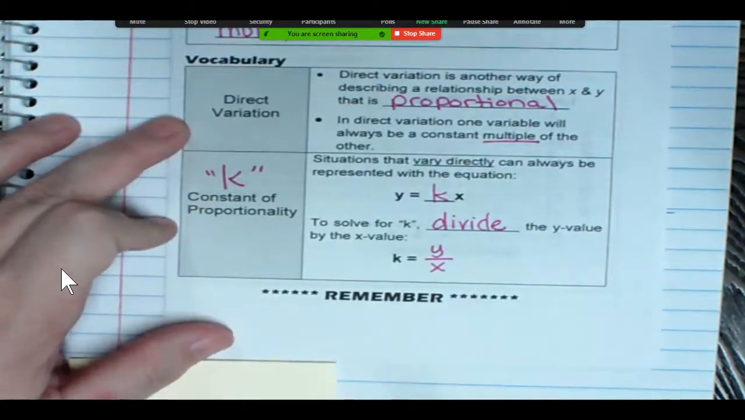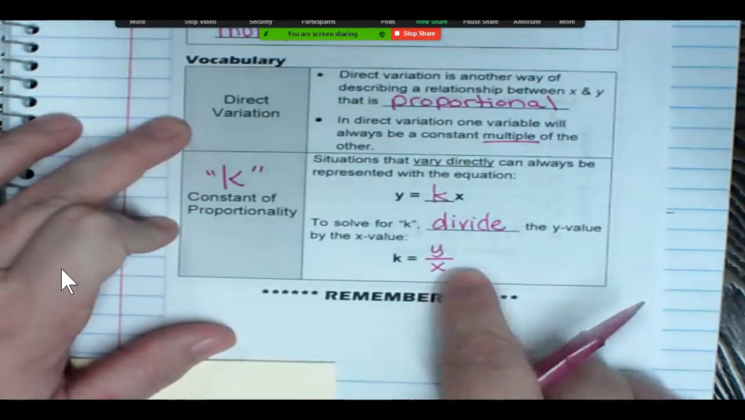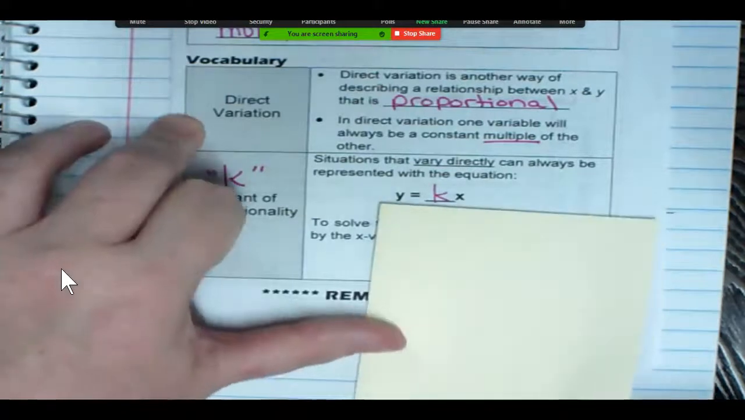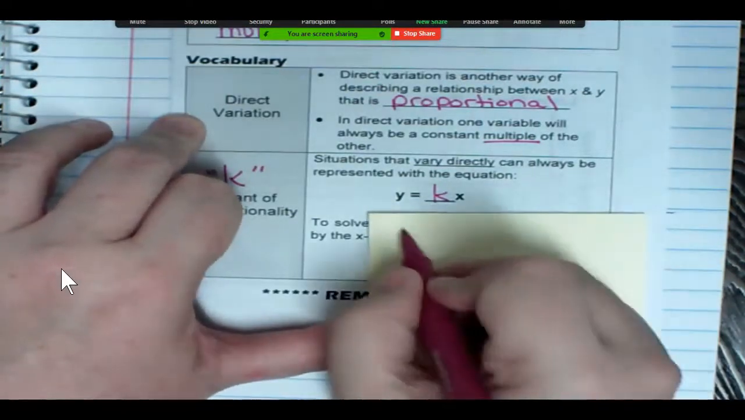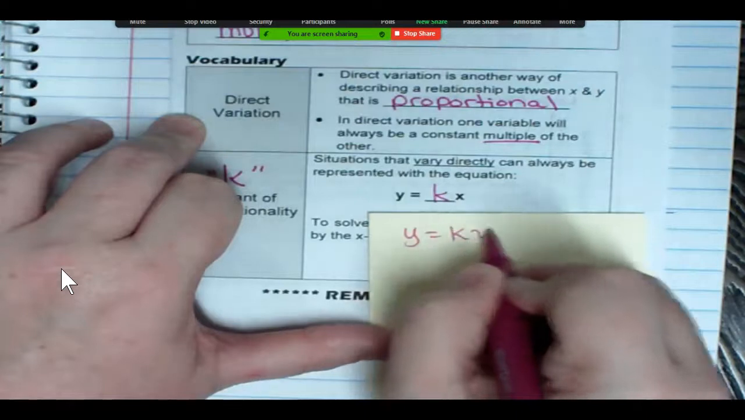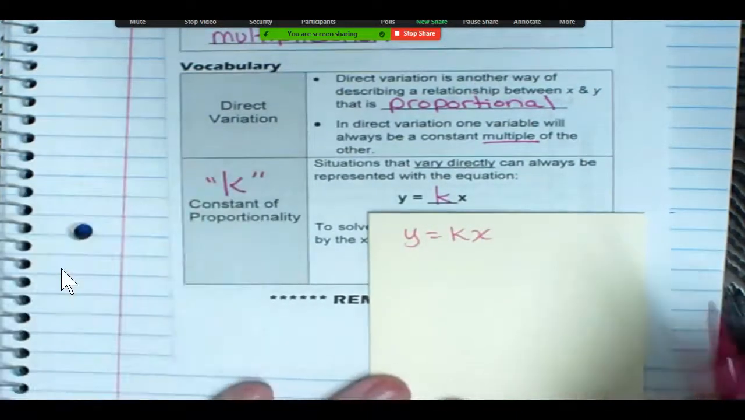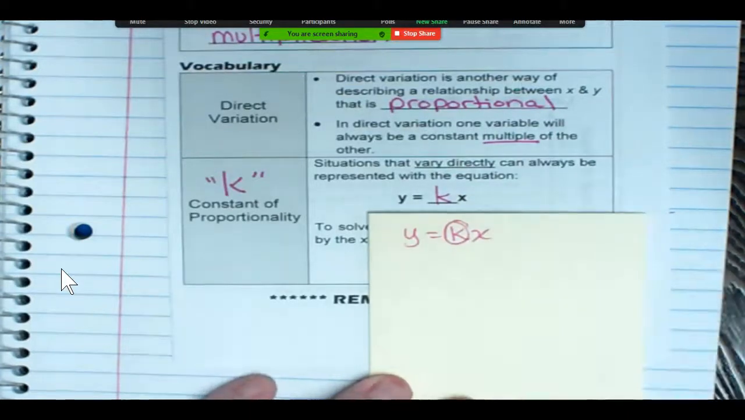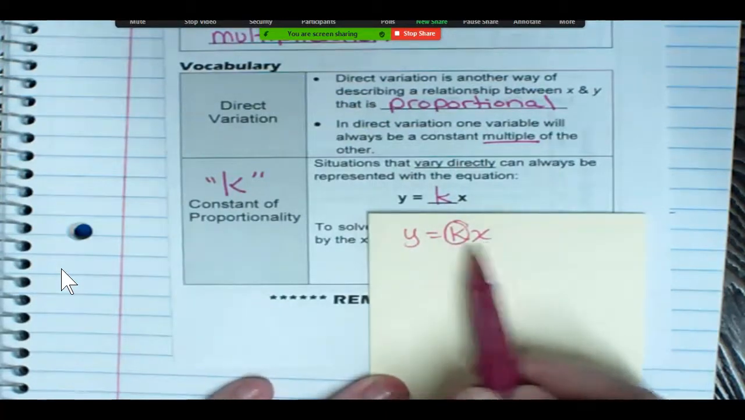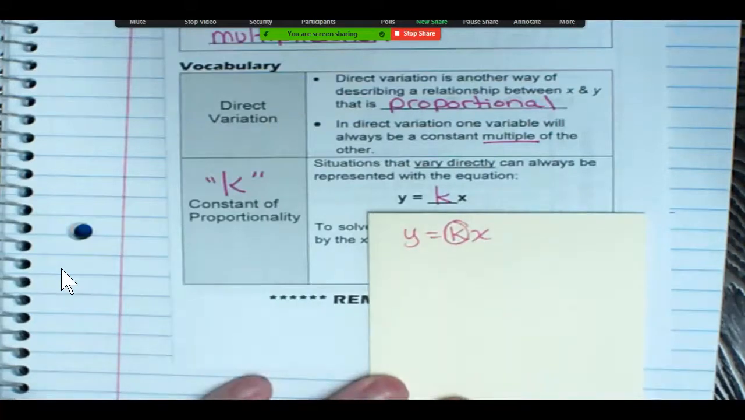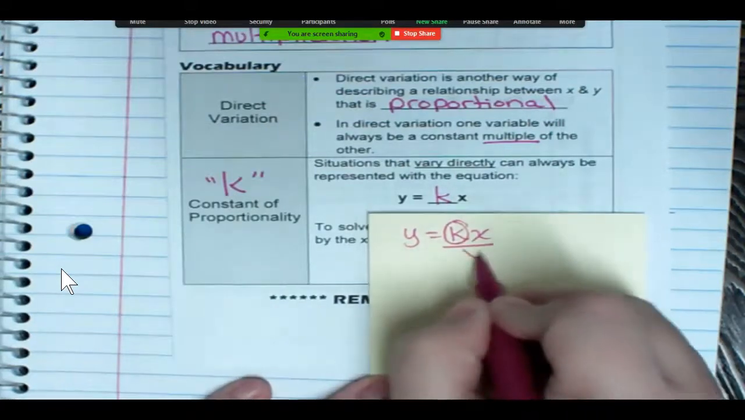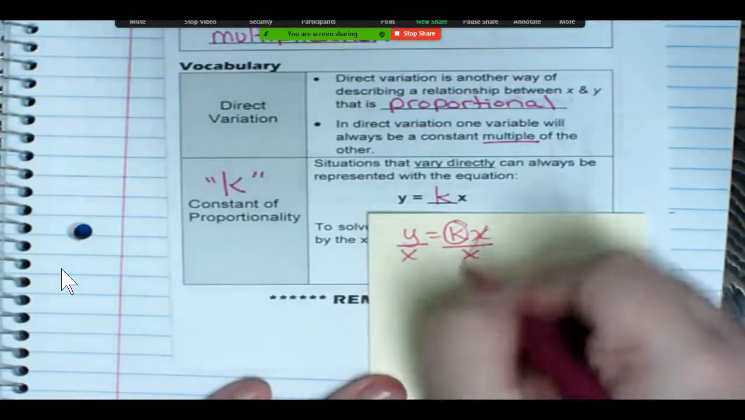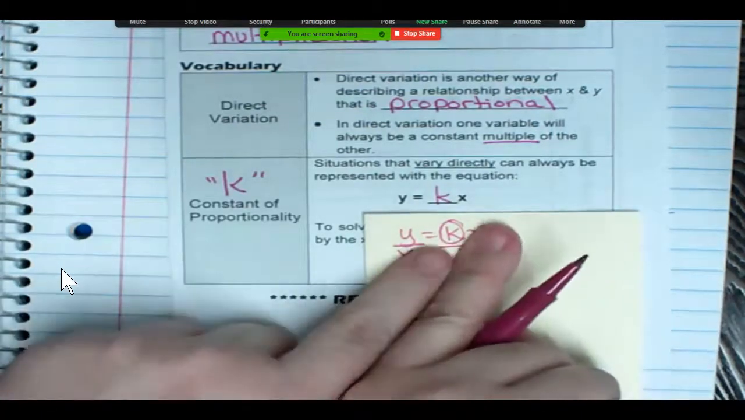Now, I didn't do anything fancy to get this second equation. All I did was take this first equation, y equals k times x, and solve for the constant of proportionality, meaning I want to solve for k. In an equation, to solve for something, I have to get it by itself, right? Well, if this says k times x, how do I undo that to get rid of that x? Divide by x, divide by x. That cancels out. That's where we get that second formula.